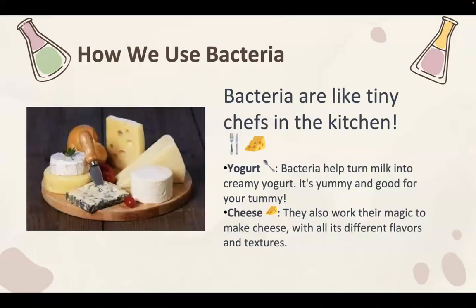Do you also know that bacteria are secret chefs in our kitchens? They work their magic to make milk into creamy yogurts, which is not only delicious, but also good for our stomach. They also help to make cheese. So if you're a cheese lover, please remember to thank the bacteria because they work their magic to make cheese with all its different flavors and textures. So yogurt and cheese are the products of bacteria.